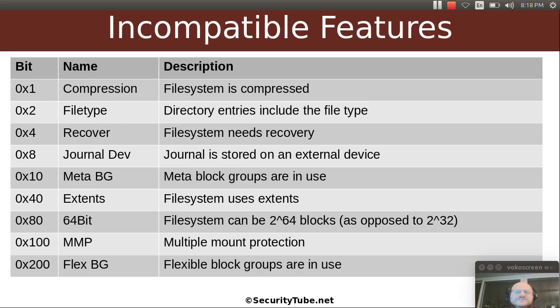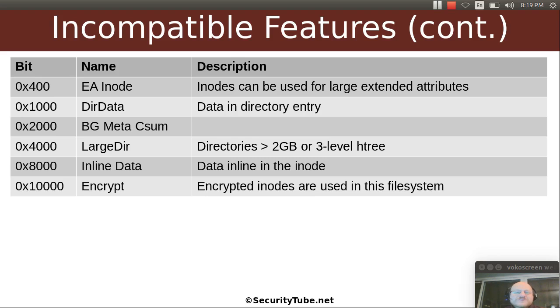Multiple mount protection. There are safeguards to prevent more than one person from mounting a file system at the same time. And if they try, the best case scenario is that one of those mounts will become read-only. There's flexible block groups, and we'll talk more about those in the future. That's another nice feature if you have a larger file system. You can also have extended attributes stored in the inodes. If you have support for large extended attributes, they can be stored in the inodes with this feature enabled. Dir data is another feature, and this feature allows you to put some of your data inside the directory entry, and this is useful if you have small files.